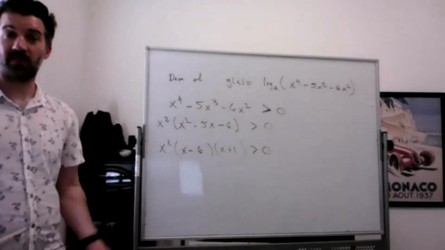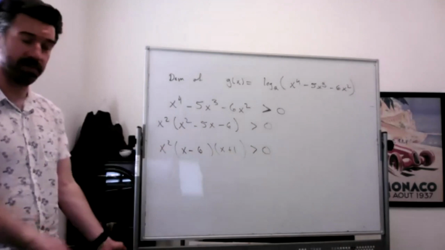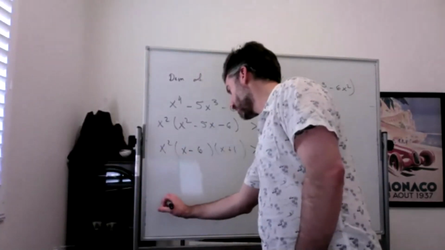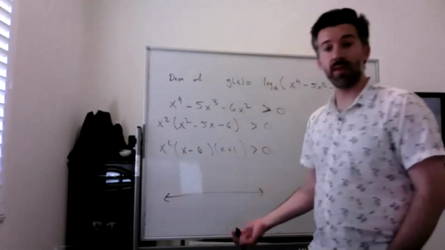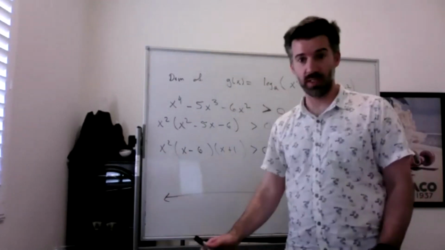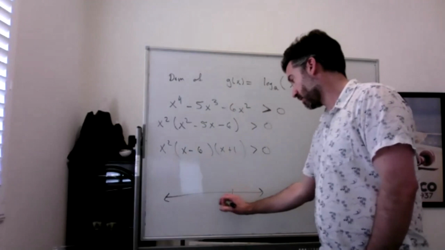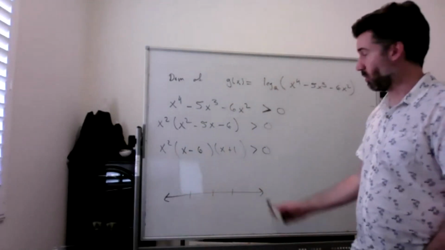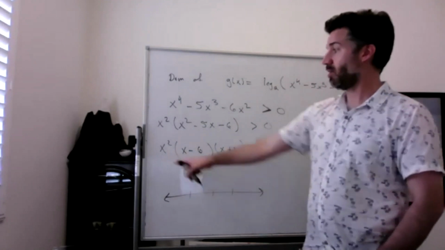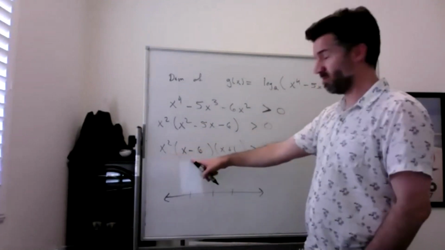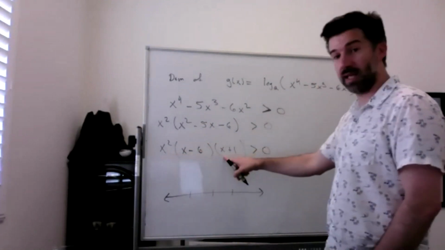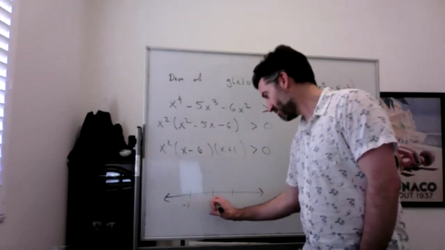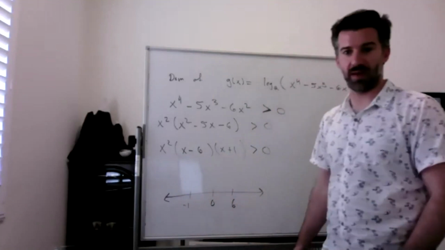So now we've factored it completely, x squared times x minus 6 times x plus 1. And now we're going to see where on the number line this expression is positive. And to do that, I'm going to plot all the zeros. So what makes this equal to 0? Well, 0 for sure, +6, and -1. You need to write them in the right order. So that's where they go.